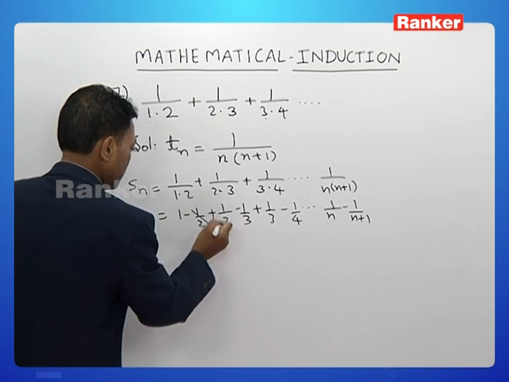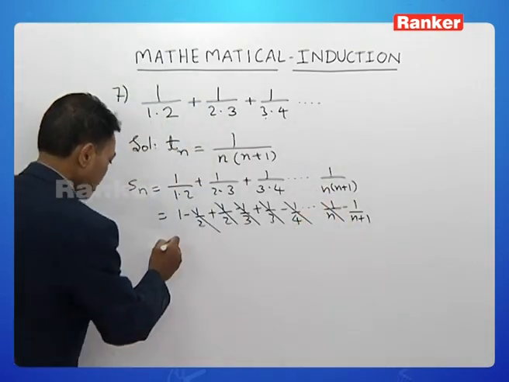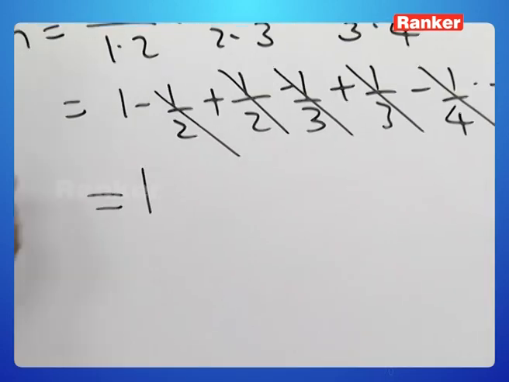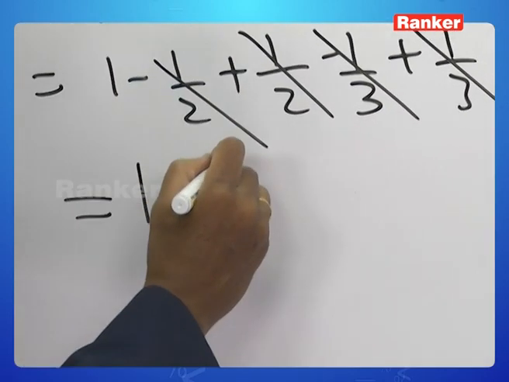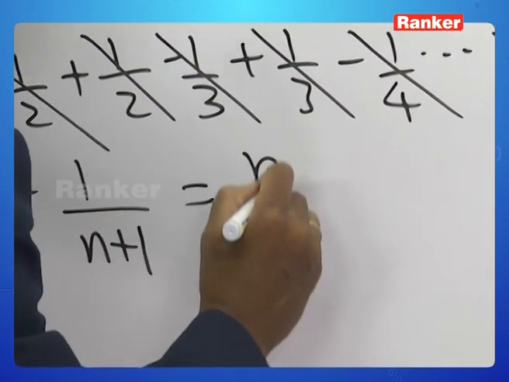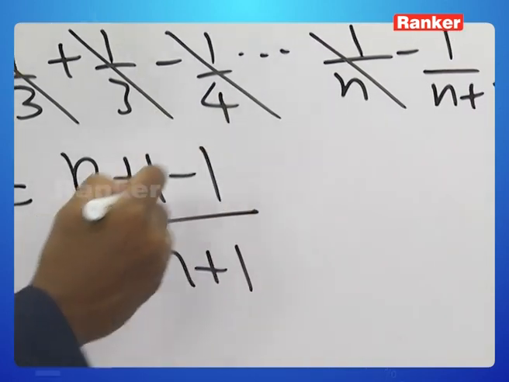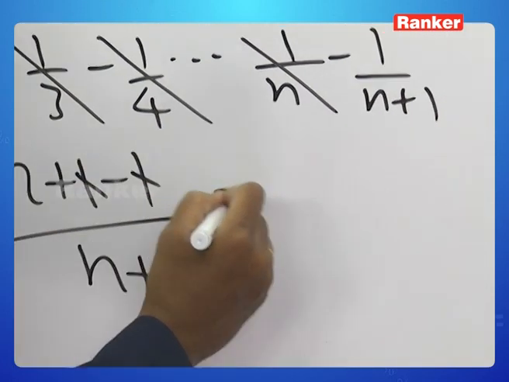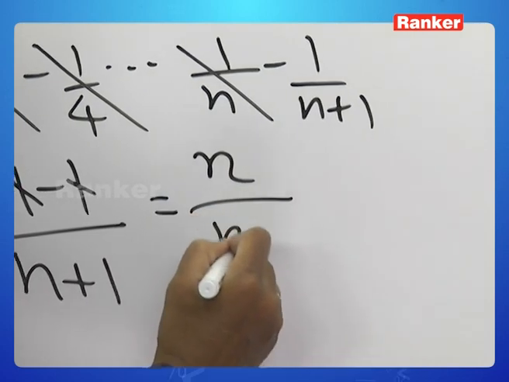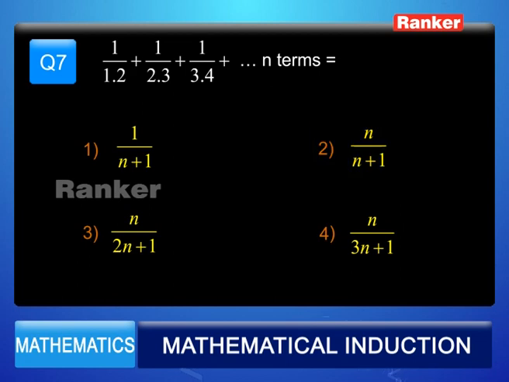So, it is very clear that every alternate term is getting cancelled up to 1 by n. So, what is remaining? The first factor of the first term and the second factor of the last term. Again, if you take the LCM, n plus 1 minus 1 over n plus 1. This 1 got cancelled. So, what is your final answer? n by n plus 1. So, what is the right option? The second option is the right answer.